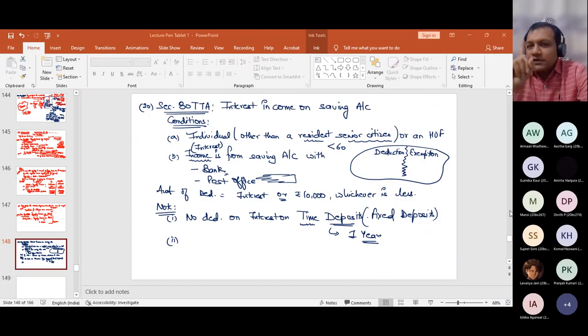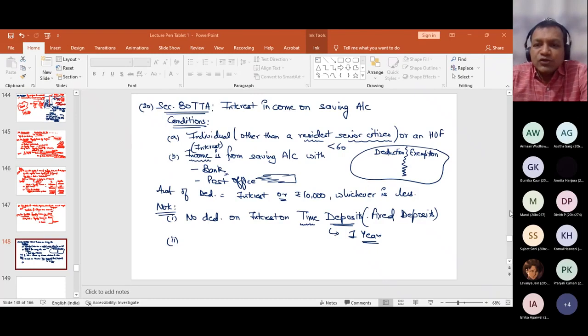Next question. So one point is clear. Interest income from a savings account in a bank is fully taxable. There is no exemption. If I'm saying fully taxable, that means there is no exemption. Of course, from fully taxable, later on you can get a deduction, that is a separate thing, but interest income from a savings account in a bank is fully taxable.